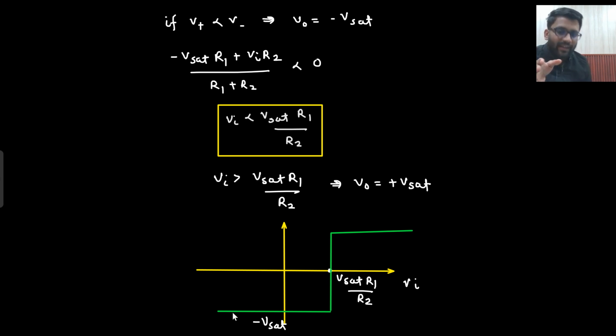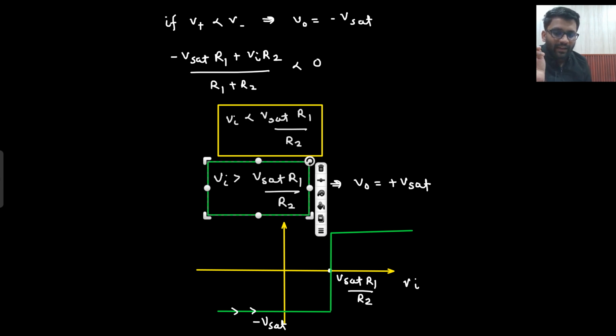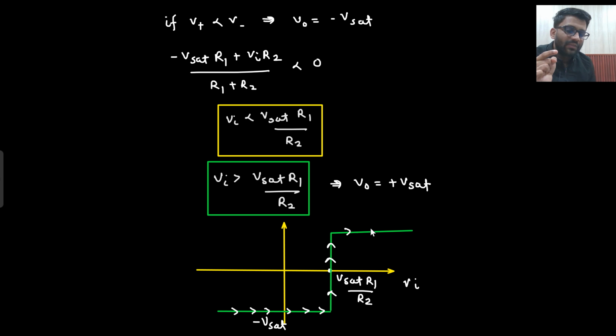Then what did I do? I kept on increasing the input value. And when I reached this condition, that when I increased my input such that it went above V set into R1 by R2, then my output went to plus V set. Are you understanding the direction of the arrow?